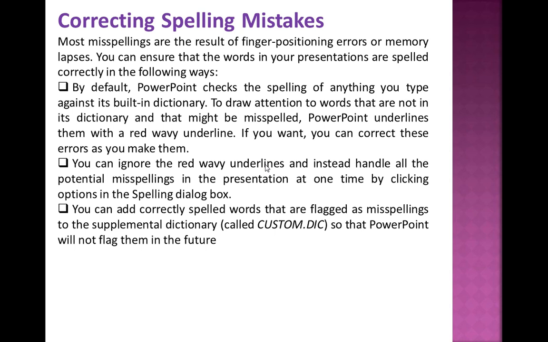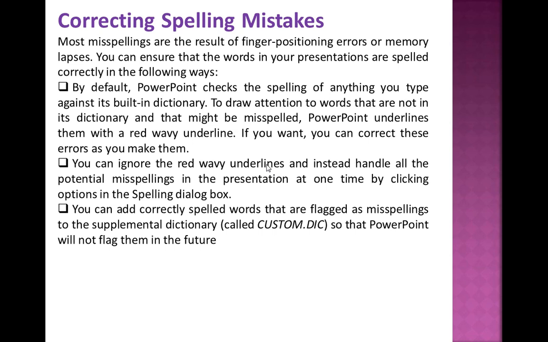There are two types of errors. Either there is a spelling error or there is a grammatical error. The spelling errors are always underlined by a red line, and the grammatical errors are always underlined by a green line. Means if there is any spelling mistake, then a red line will come. If there is any grammatical error, then a green line will come below the text or below the paragraph.